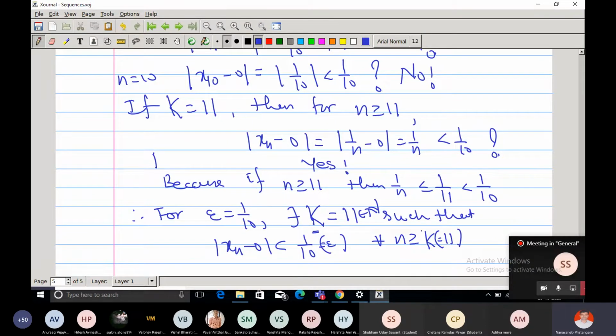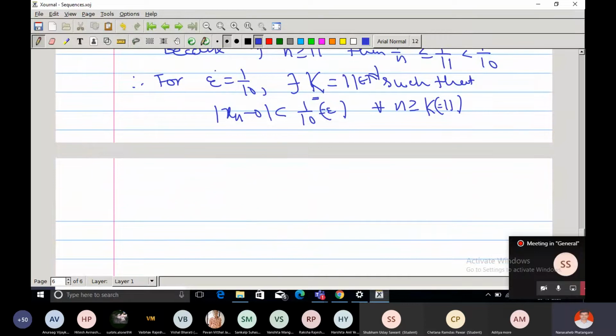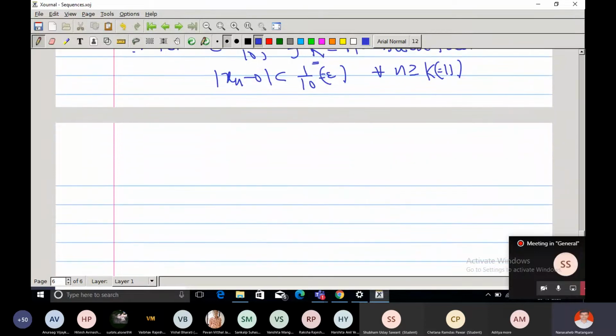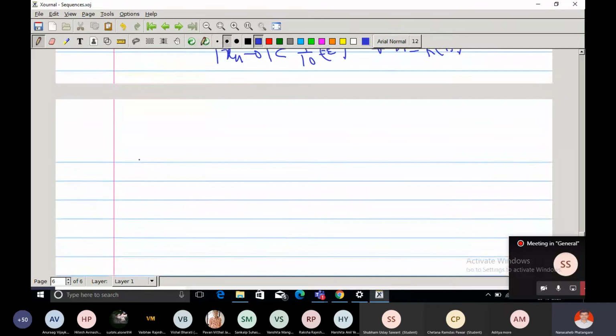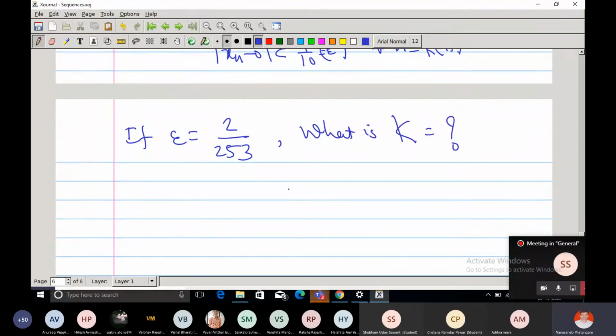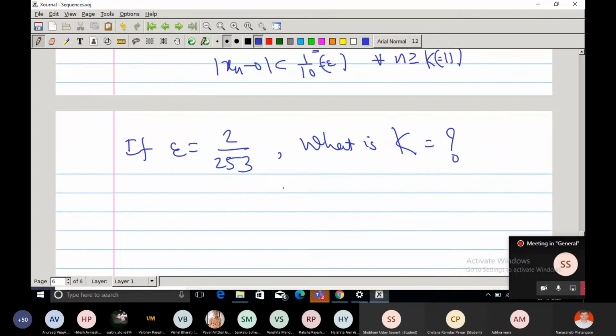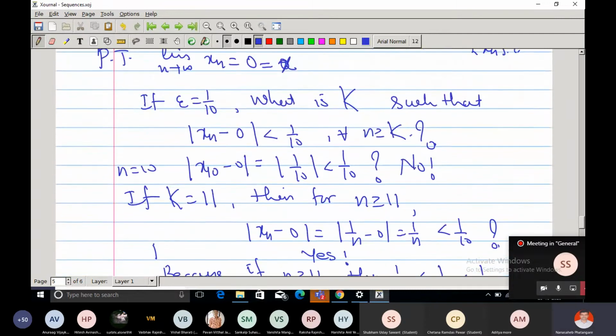So this is a simple observation, but here I did it for a particular epsilon. If something is true for one epsilon, that is not sufficient for this definition, right? So if epsilon is equal to 2 upon 253, then what is k? What is the number k in this case? Understand?